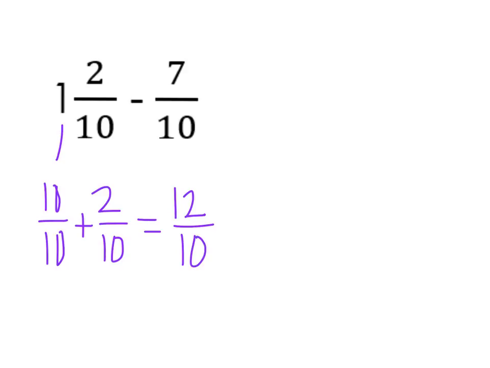Rewrite the equation with the improper fraction and then solve. Work with your partner. Pause the video while you work and replay when you are ready. Now our equation is 12/10 minus 7/10. Whoopsies, let me make a correction on that real quick. Okay, so 12/10 minus 7/10 equals 5/10.